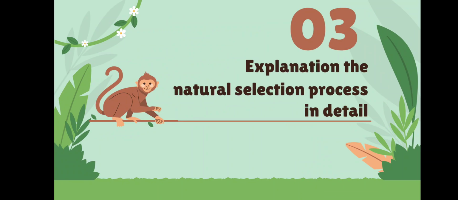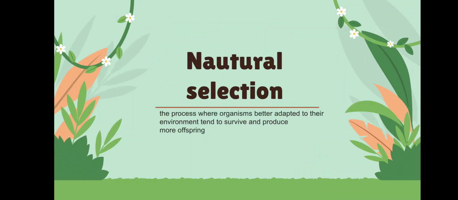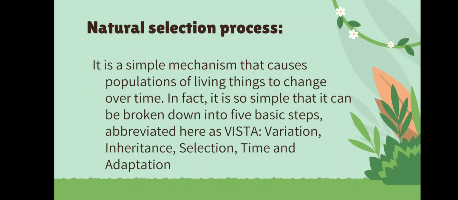Explanation of the natural selection process in detail. Natural selection. What's natural selection? The process where organisms better adapted to their environment tend to survive and produce more offspring. Natural selection process. It's a simple mechanism that causes populations of living things to change over time.